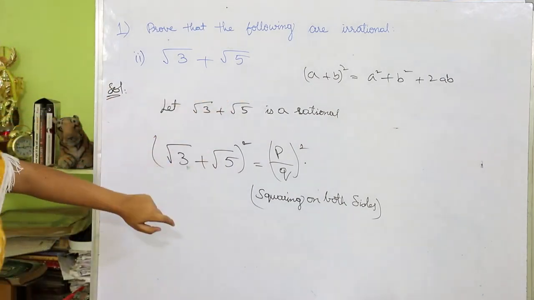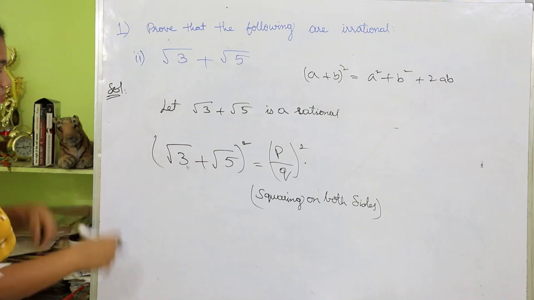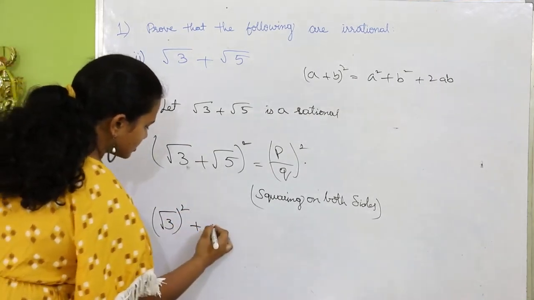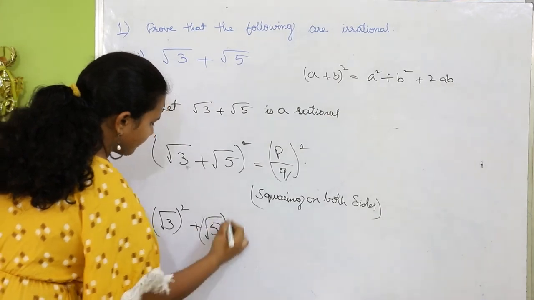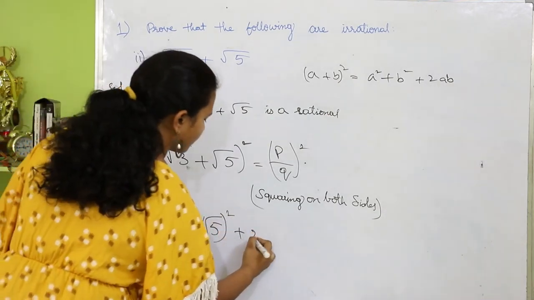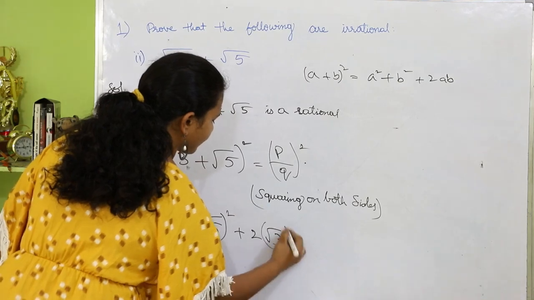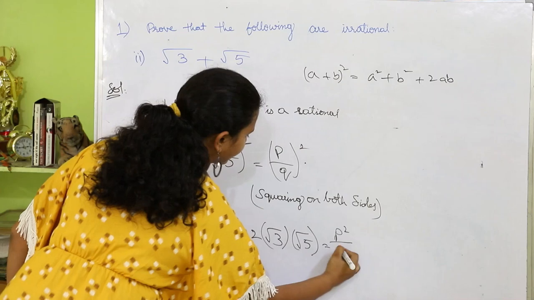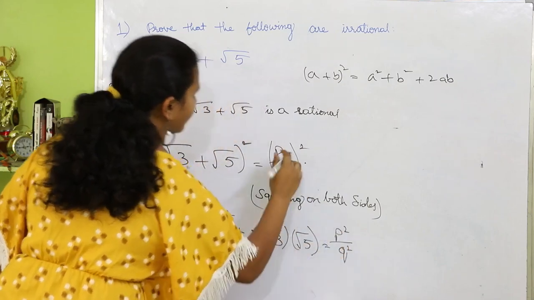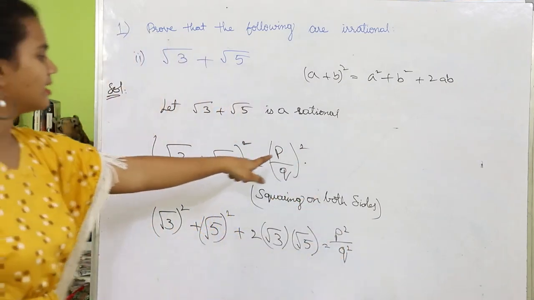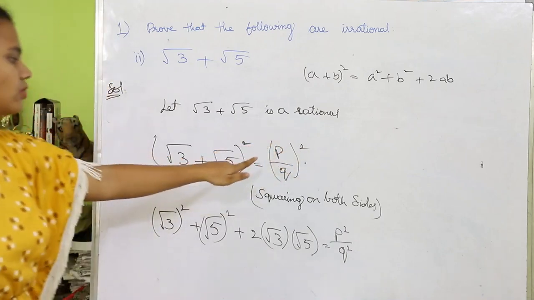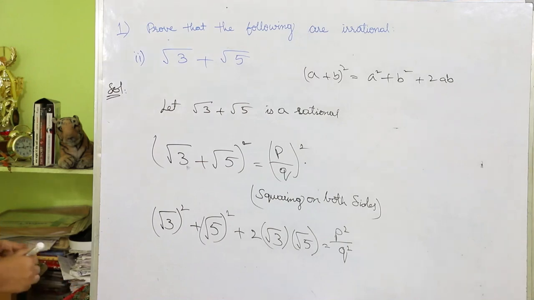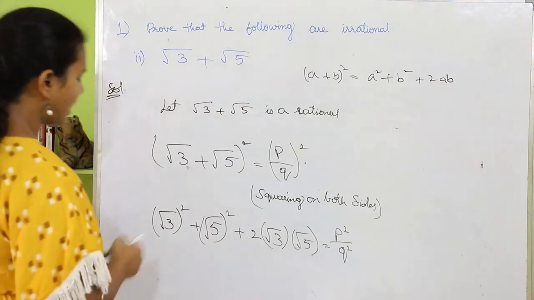Apply this formula over here: a square means root 3 whole square, plus root 5 whole square, plus 2 into root 3 into root 5, which is equal to p square by q square. Clear? p by q whole square, where this square denotes p square and this square goes for q square. So that's what I have written, p square by q square. Clear?